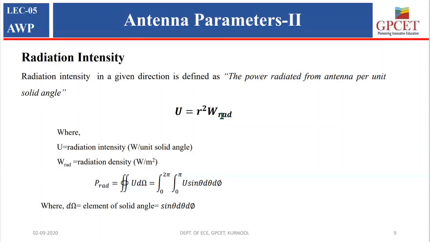Okay, in the problem, the radiation power density is given as W suffix RAD. In order to get the radiation intensity, we must multiply this W_rad with r square. When we multiply W_rad with r square, that radiated power density we call a radiation intensity. That means this radiated power we are representing in solid angles.